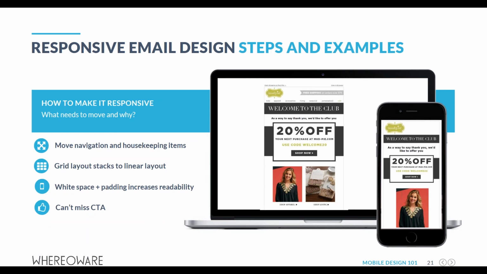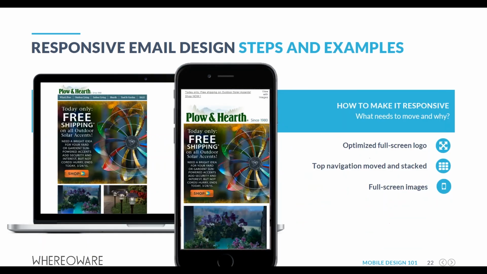And by now, I'm sure you can kind of see a common theme for what responsive emails are going to look like. So we end up moving the navigation and housekeeping items down, so we don't end up fat fingering those navigation items. Our grid layouts are stacking into a linear layout. We're adding some white space and some padding to make sure we're increasing the readability. And our calls to action certainly do need to be up front and center above the fold, so you're able to click them very easily.